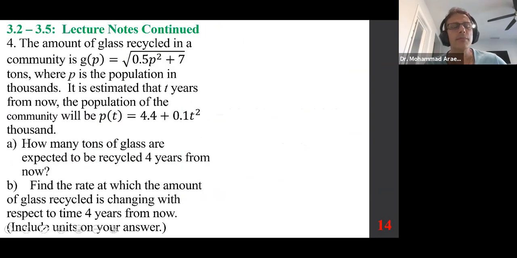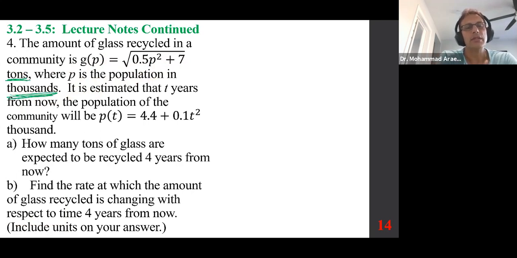Let's look at a similar question, and again, you can do it both ways, but I want to stick with one. The amount of glass recycled is G of P equals square root of 0.5 P squared plus 7, where P is the population in thousands. So pay attention that the population is in thousands, and this glass amount is in tons. So you want to pay attention to both units. Tons of glass, thousands of people.